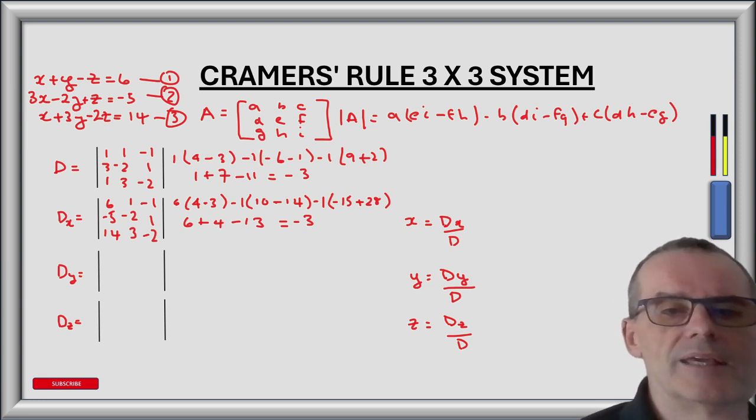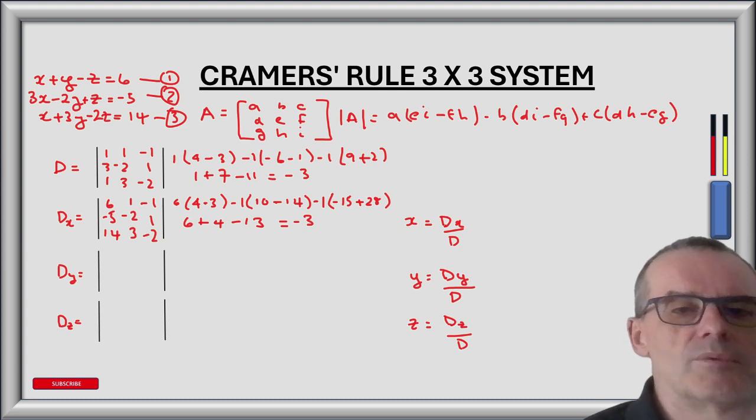And now we need the y matrix, so we replace the y coefficients with the answer values on the right hand side of the equal sign. So first of all we'll write in the x coefficients of 1, 3 and 1. So the answer values are 6, minus 5 and 14. And the z coefficients are minus 1, 1 and minus 2.